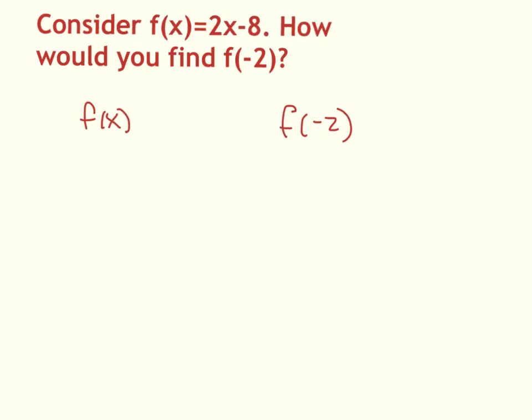Right? So if f of x equals 2x minus 8, if I replaced this x with a negative 2, then I'm also going to replace this x with a negative 2, right? So f of negative 2 would be 2 times negative 2 minus 8. Whenever we do stuff like this, we call that evaluating, because we're supposed to come out with a number. Okay? So f of negative 2 equals 2 times negative 2 minus 8, which is negative 12. That was easy.